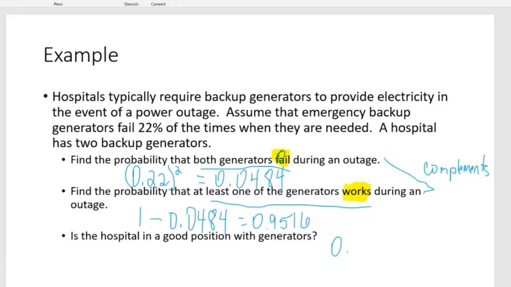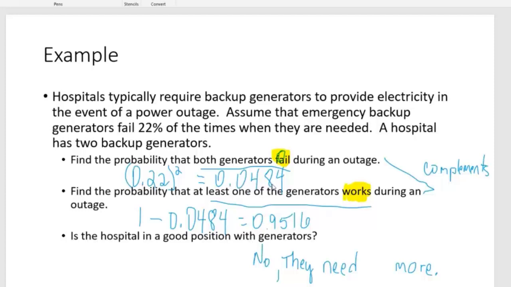Now this one, is the hospital in a good situation with the generators? Well, that's a little bit interpretive, but personally, I am not quite satisfied with 95%. I want them to get it closer to 100%. I want to know that the hospital is going to be able to make it. So I'm going to say, no, they need another backup generator. I'm just going to say right now they need more. And then let's figure out how many more they need for us to be comfortable, okay?